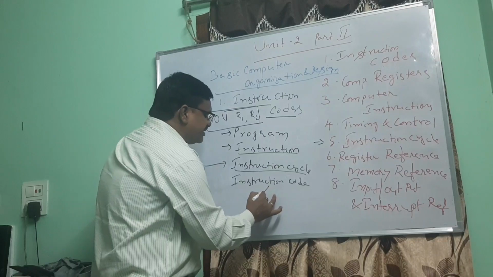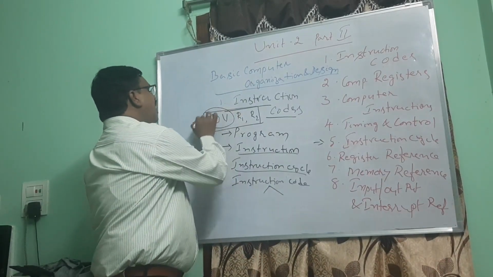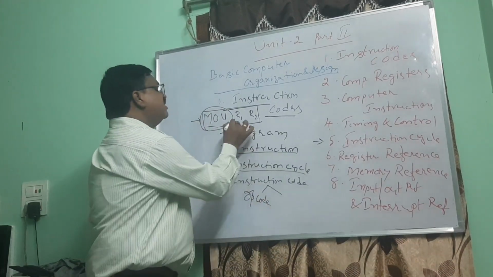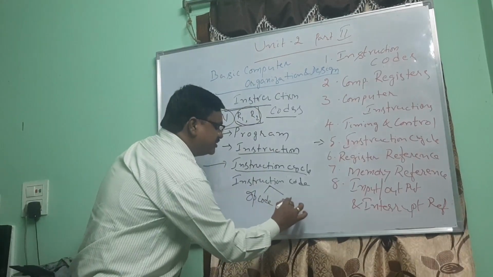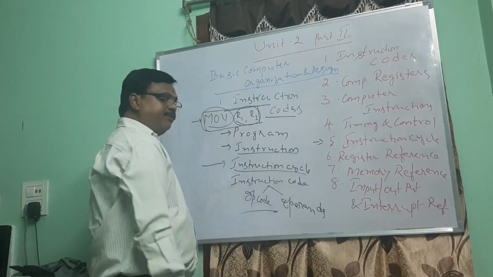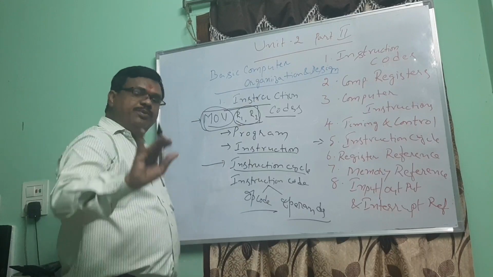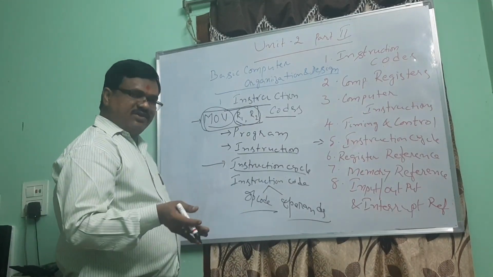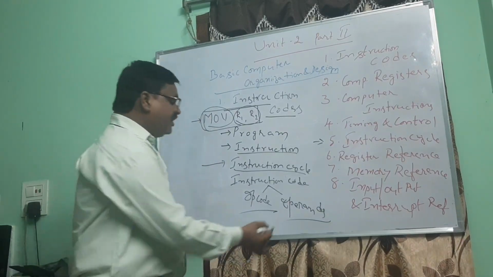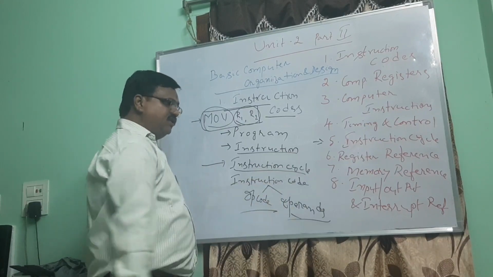An instruction code contains two parts. One is the opcode, and the second one is the operands. So what is an opcode and what is an operand? The opcode is nothing but the action to be performed. But on which are we performing the action? On operands. Every instruction code contains these two parts.